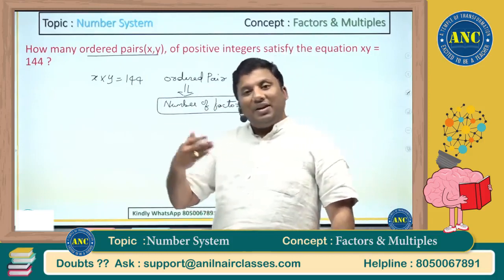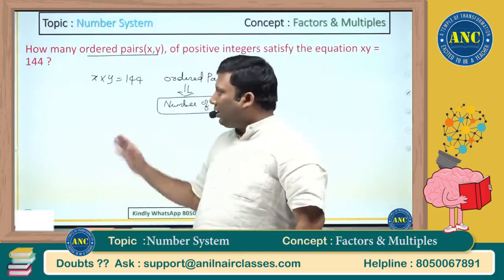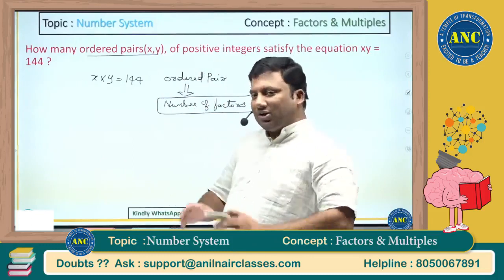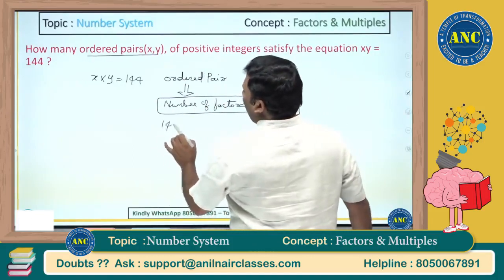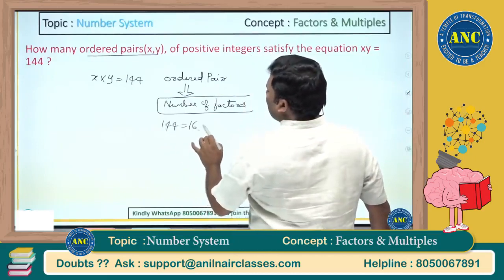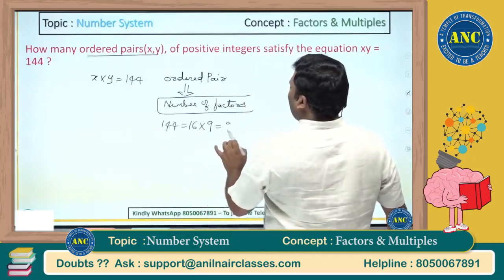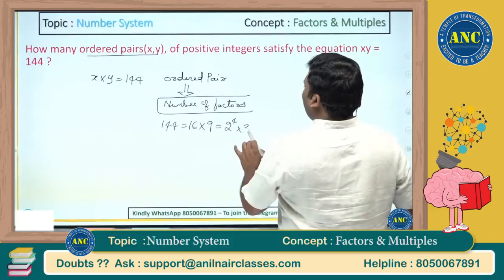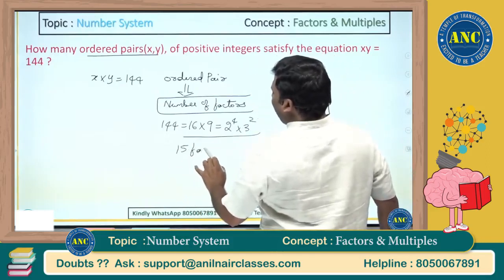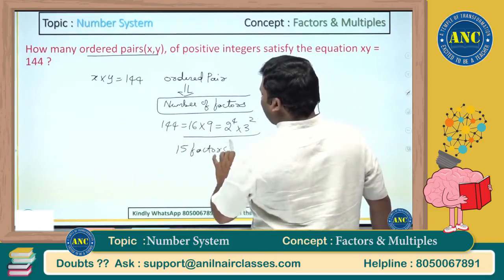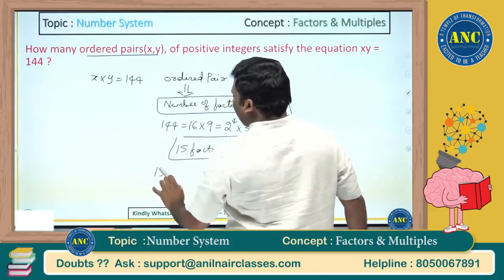In the previous case, 72 is not a perfect square. Here 144 is a perfect square. Still we will get the total number of factors. The factorization of 144 is 16 into 9, which is 2 power 4 into 3 square. So 5 into 3, a total of 15 factors are there. There exist 15 ways.